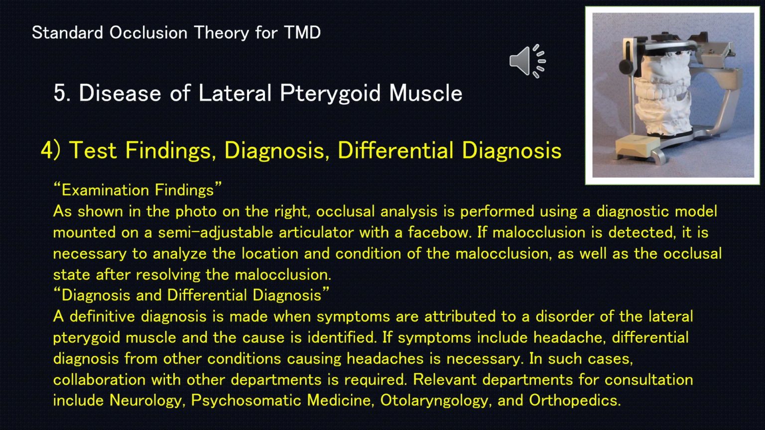Diagnosis and differential diagnosis. A definitive diagnosis is made when symptoms are attributed to a disorder of the lateral pterygoid muscle and the cause is identified. If symptoms include headache, differential diagnosis from other conditions causing headaches is necessary. In such cases, collaboration with other departments is required. Relevant departments for consultation include neurology, psychosomatic medicine, otolaryngology, and orthopedics.